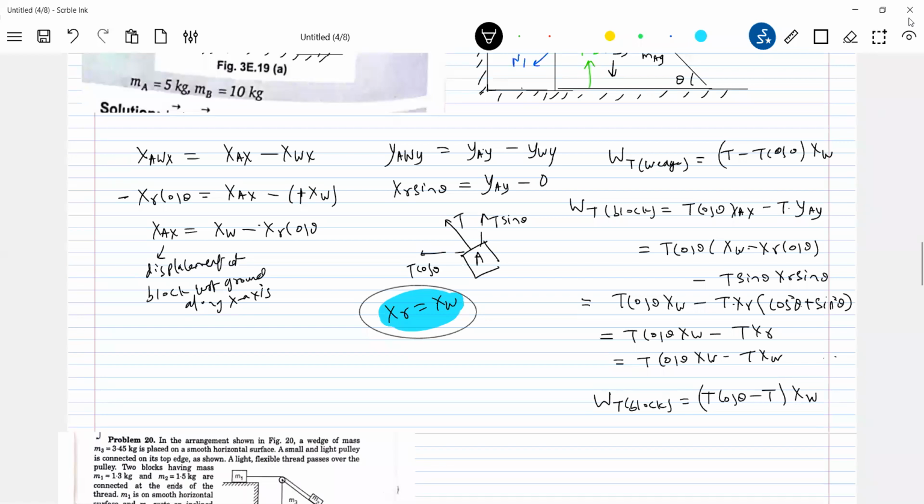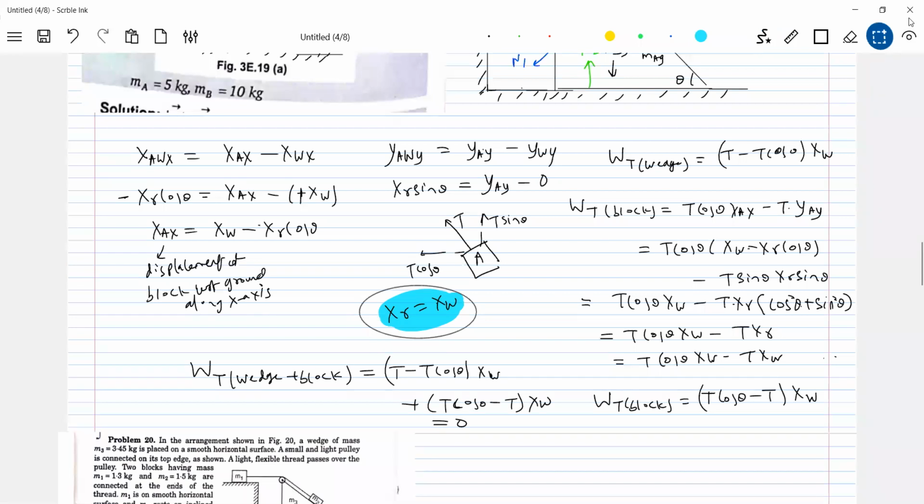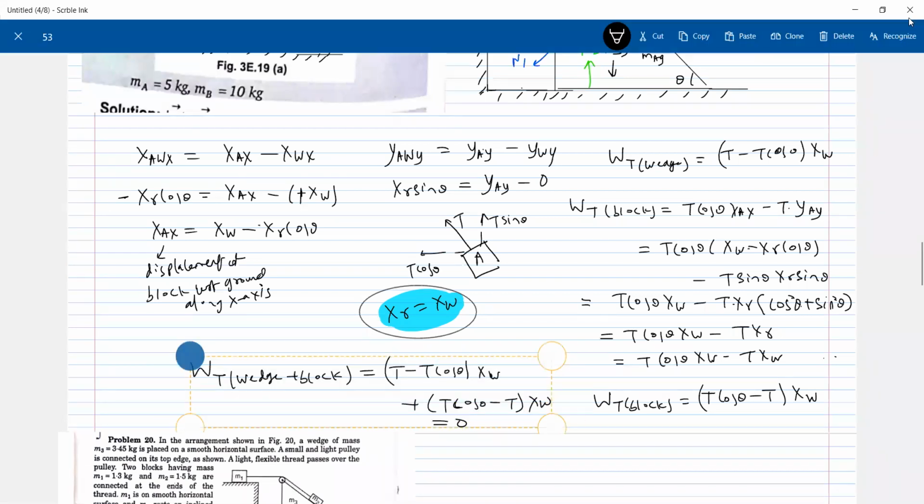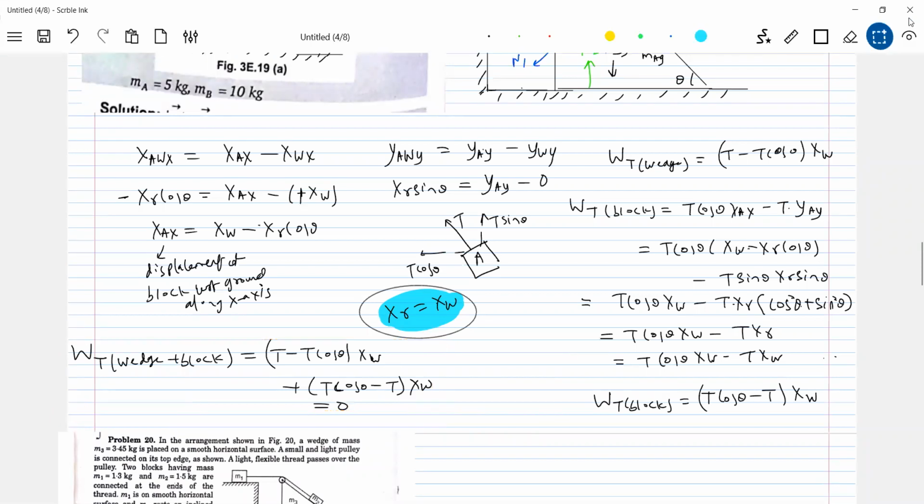Look at the work done by the tension on the wedge and work done by the tension on the block, how they are. If you take minus common, equal and opposite, no? So therefore, net work done by the tension on the wedge plus block, what you can write it now? T minus t cos theta xw, so this should be equal to how much? 0, no? This is very important. A student has to really fight with such ideas. This is very important.